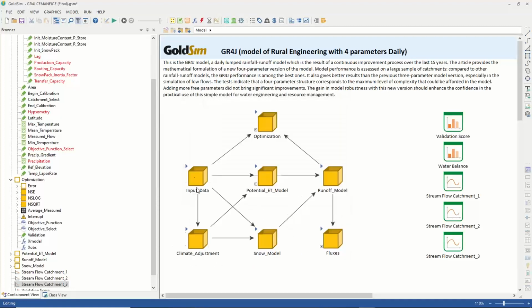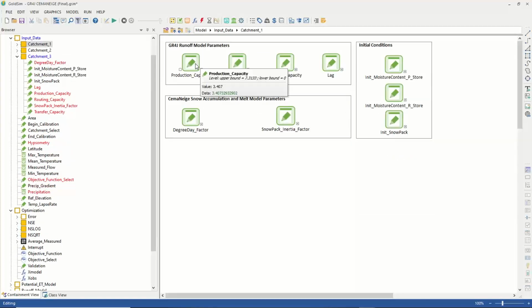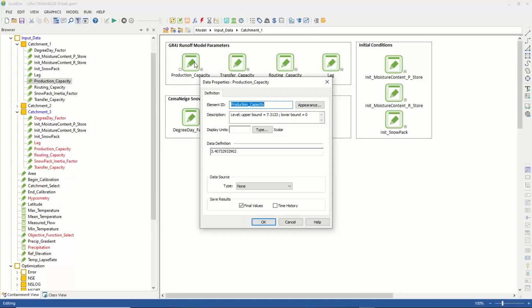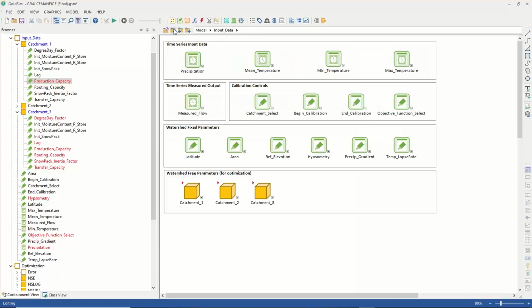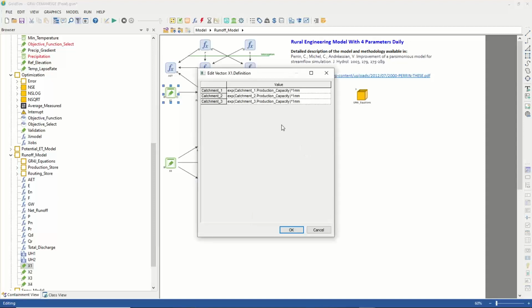Something you need to keep in mind about the values you're putting in those 3 parameters: in the model, the production capacity is actually in millimeters. This is not the value in millimeters. In your runoff model, X1, the production capacity, you're using the exponential of that value. I think I used that from an example on the web, and I think the reason for that is it speeds up the calibration process.